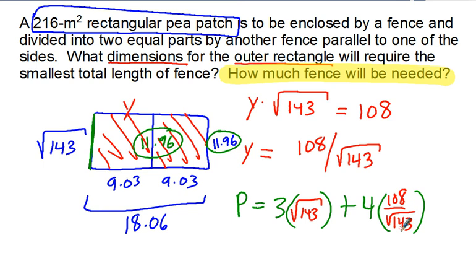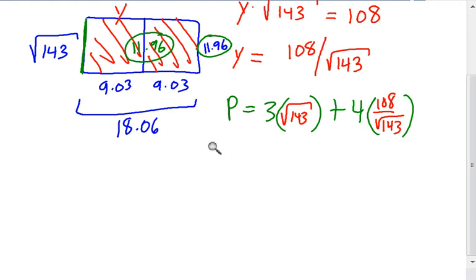Okay, so let me just throw that in. 3 times this square root plus 4 times this ratio of 108 to the square root of 143. Okay, and I'm getting that this is like 72. Is that surprising that the answer is a whole number?